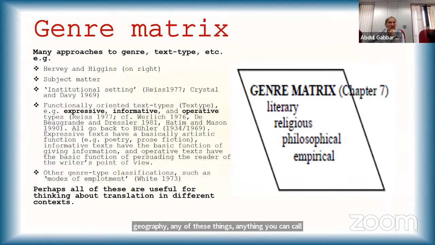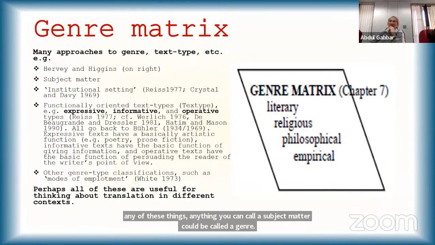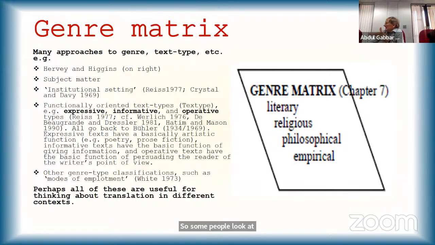So some people look at institutional settings. For example, you get this in Mona Baker's book, In Other Words. She would say one way of looking at genre is to think, is it in a newspaper? And therefore, newspaper writing is a genre. If a newspaper is a kind of institution in our culture, then newspaper writing is a genre. I suppose in more modern terms, a blog might be a genre. So this is another way, a sort of institutional setting approach to genre.